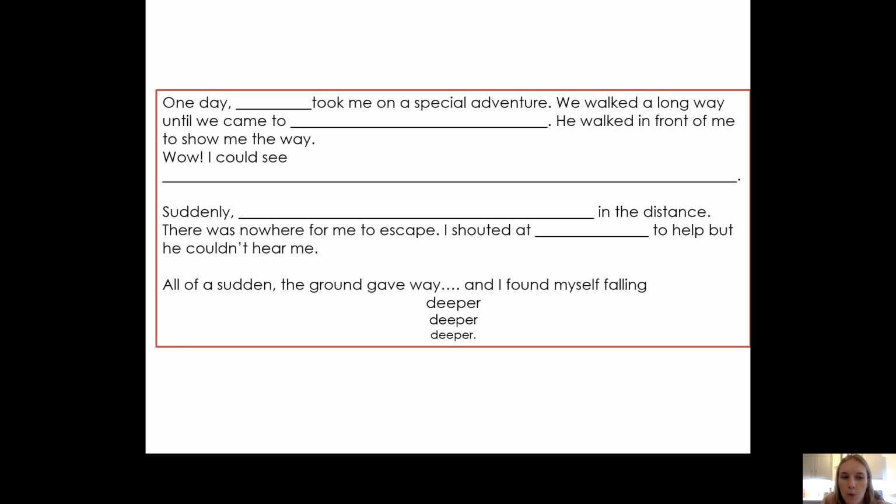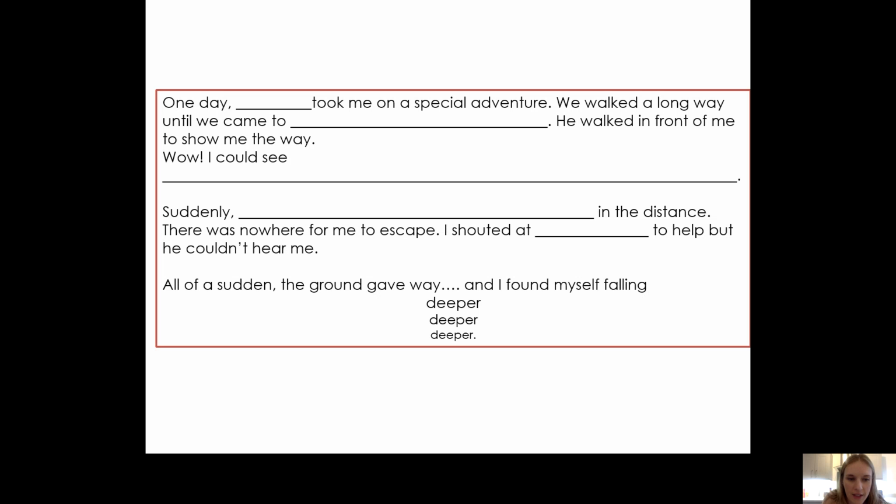We walked a long way until we came to, where did you get to? Where's the moment that your character falls back into the Stone Age? Remember, mine was a really busy street with people everywhere. He walked in front of me to show me the way. Wow, I could see, what can you see around you? I could see cars zooming past. I could see people walking towards me.